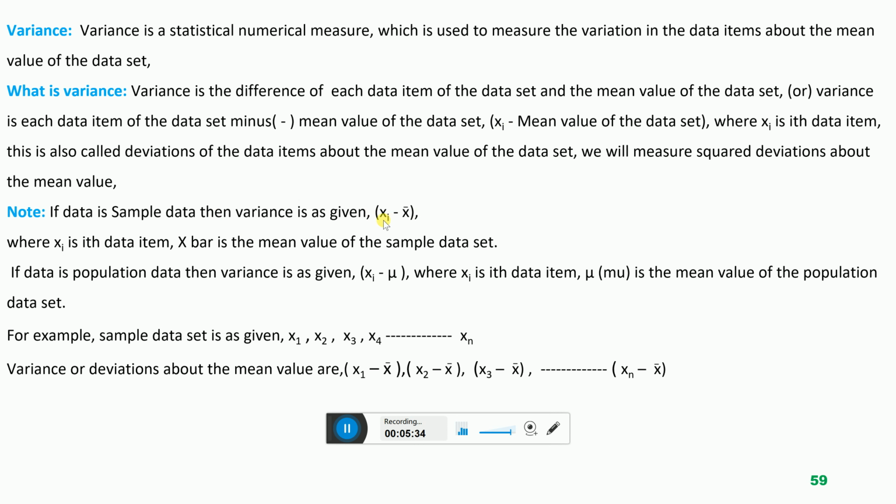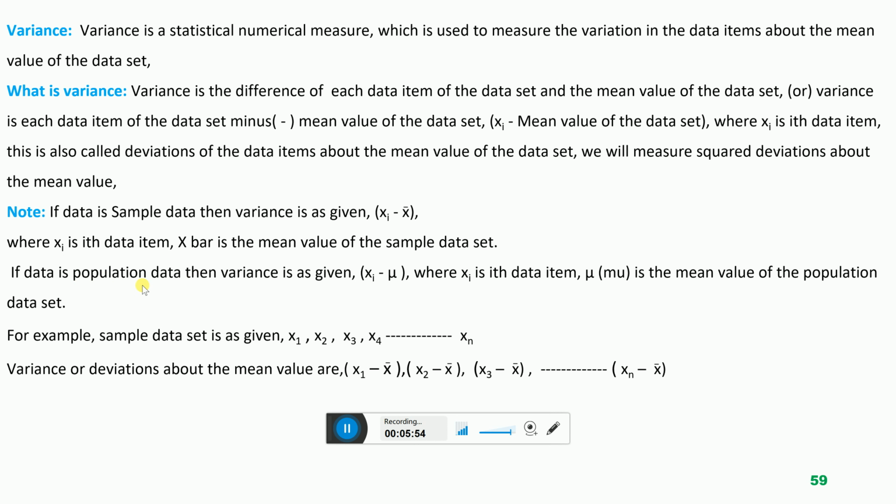This is sample variance, xi minus x bar, the difference of each data item and the mean value of the data set. Each data item minus the mean value of the data set will give us the sample variance, where x bar is the mean value of the sample data.